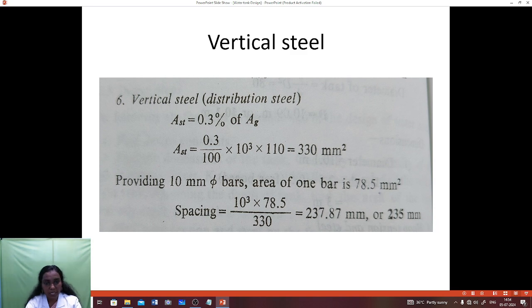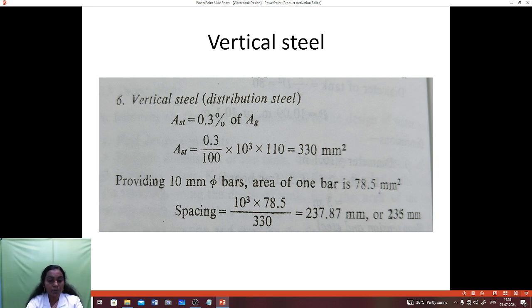This is distribution reinforcement. Okay, the distribution reinforcement formula is 0.3% of Ag. What is Ag? Ag means the area of the tank wall, using the thickness of the tank. So 0.3 divided by 100 into 1000, it is considered per meter, so 1000 into the thickness of the tank. The thickness of the tank value is 110, which you previously found. You substitute the thickness of the tank, then get the AST value.